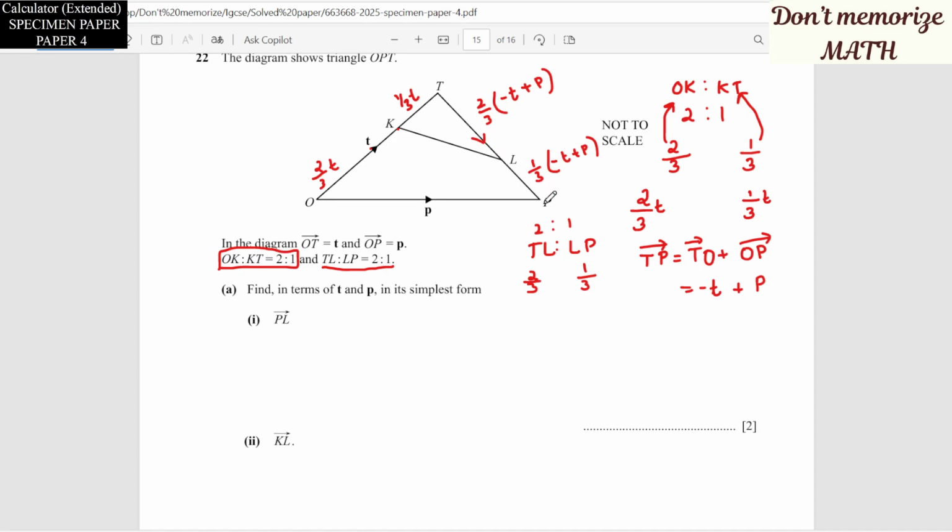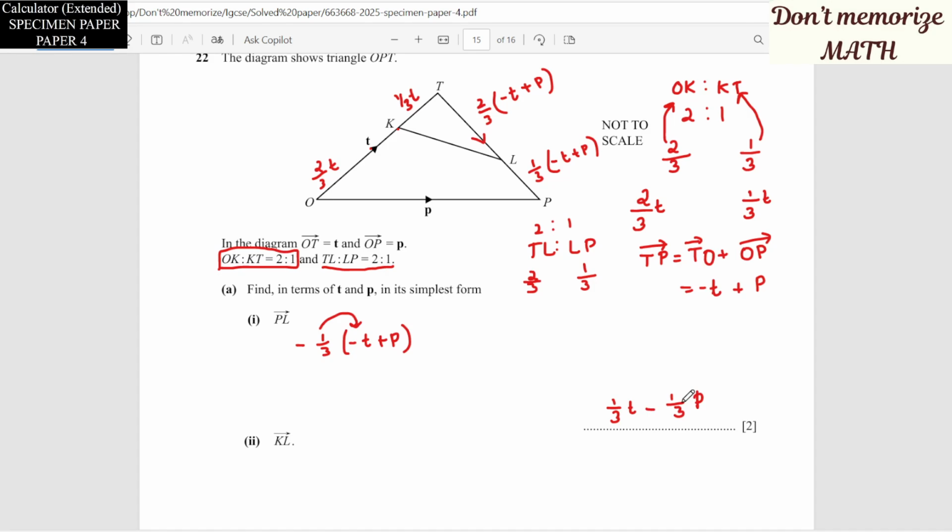LP. So PL will be in the opposite direction. Vector PL will be opposite direction, so the negative of this one. Okay, so negative of 1 over 3 in bracket minus t plus p, or otherwise you can directly write minus, and minus will become plus, right? So minus 1 over 3 times minus t will become 1 over 3 t, then minus 1 over 3 times plus p will become minus 1 over 3 p.